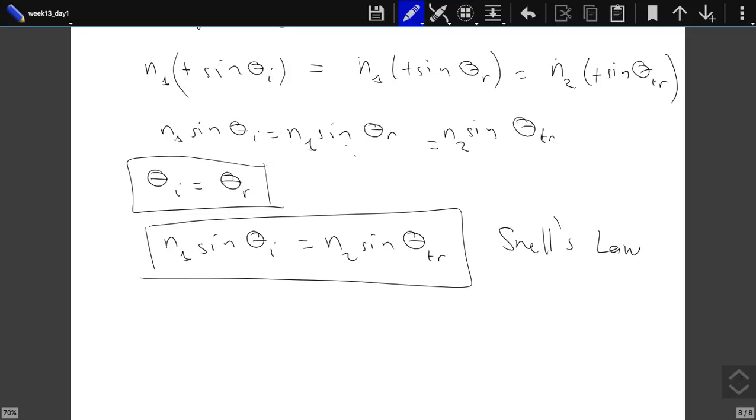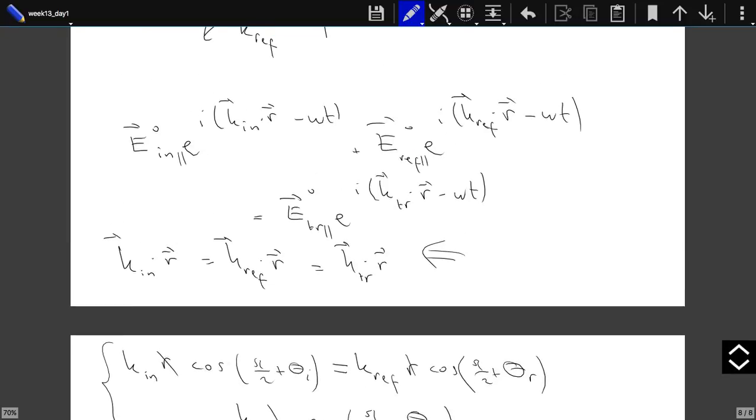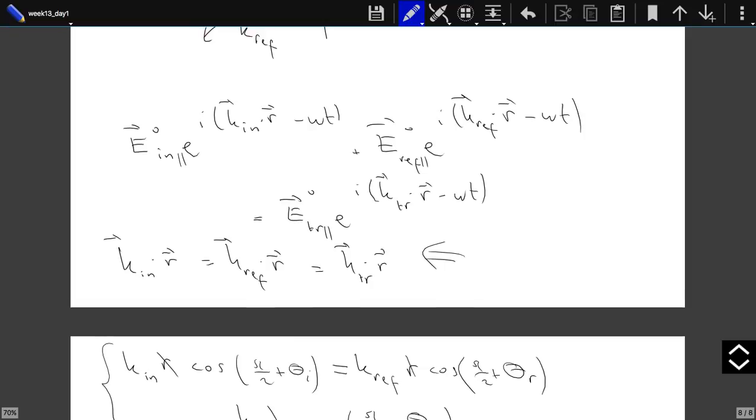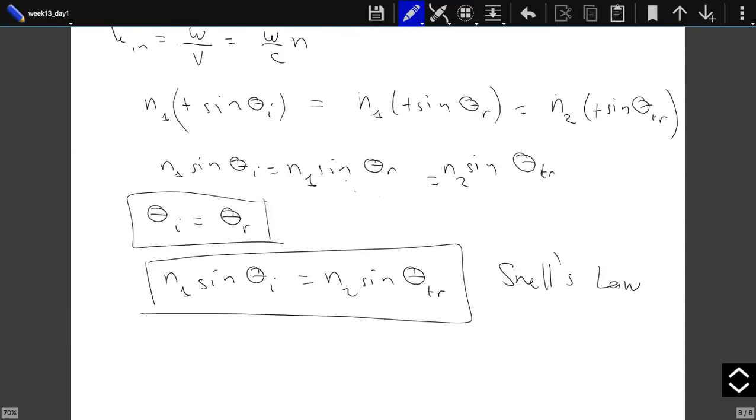Again, up to this point, we didn't really make any assumption about how the wave arrives at our interface. The only thing we assumed is that if these continuity conditions are to hold at any time and at any point on this planar interface, in that case, the phases should be equal, and if the phases are to be equal, we have this law.